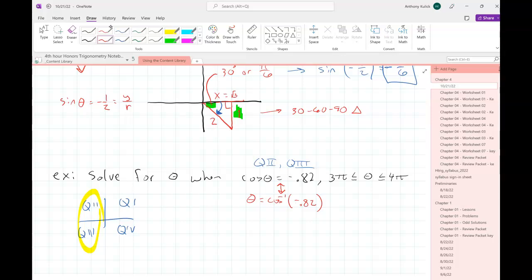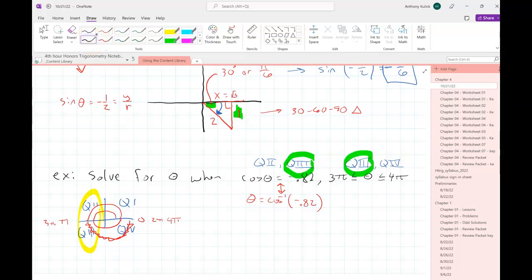What quadrants are covered by the angles from 3 pi to 4 pi? 3 and 4. So if I start here at 0, I go to here, that's 1 pi. I go back here, that's 2 pi. I go to here, that's 3 pi. And then I go to there, it's 4 pi. So the space that I covered there was quadrants 3 and 4. Where is my angle's terminal side located? Quadrant 3.